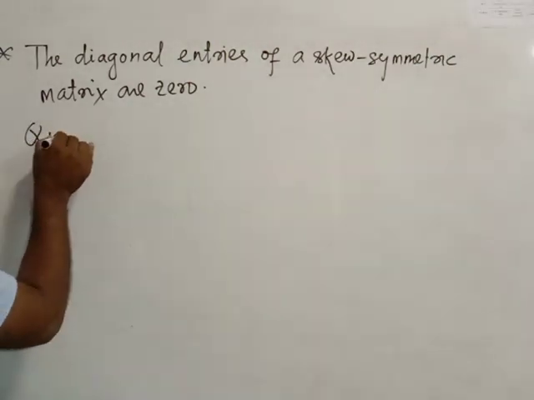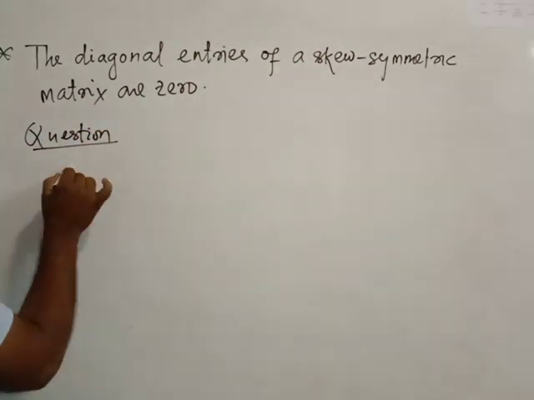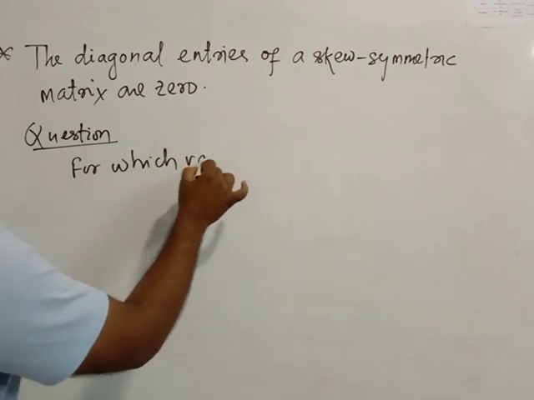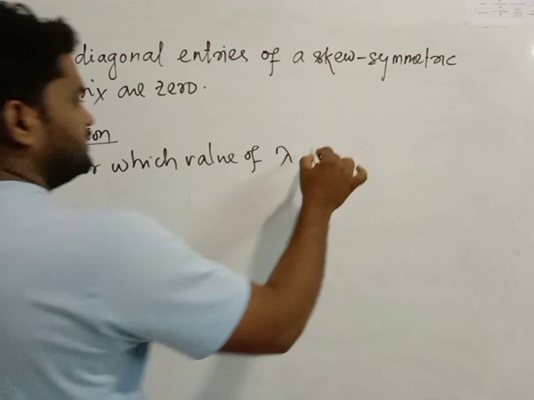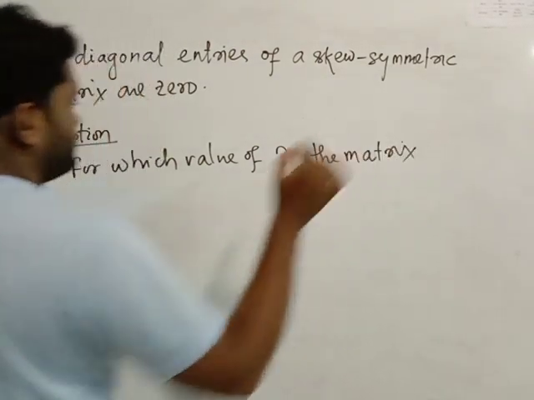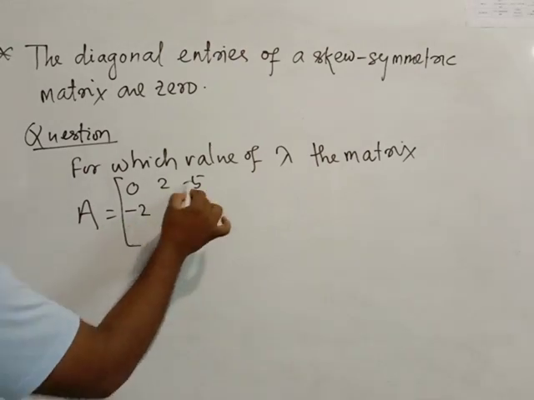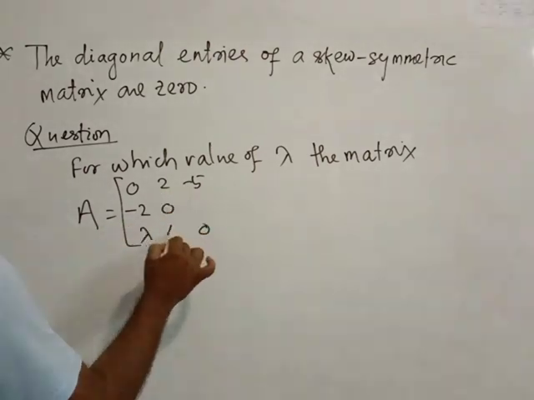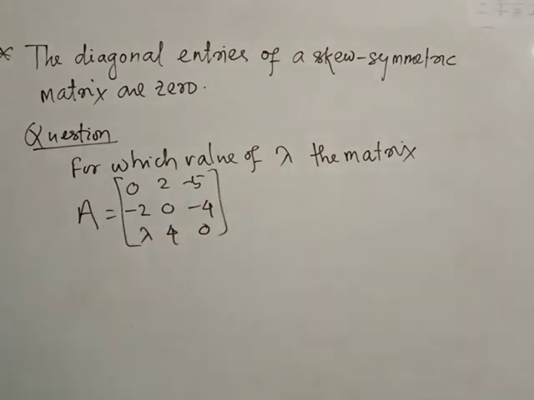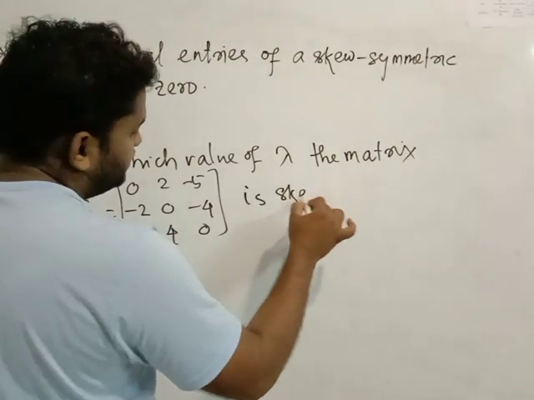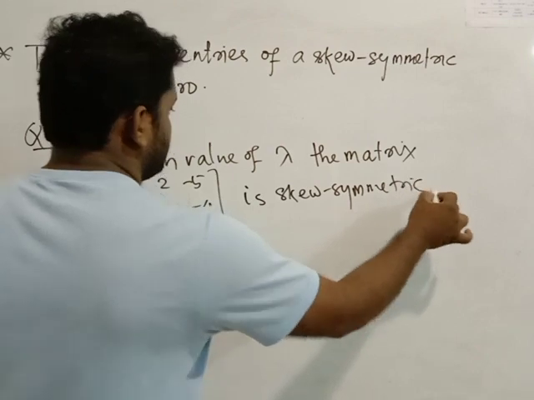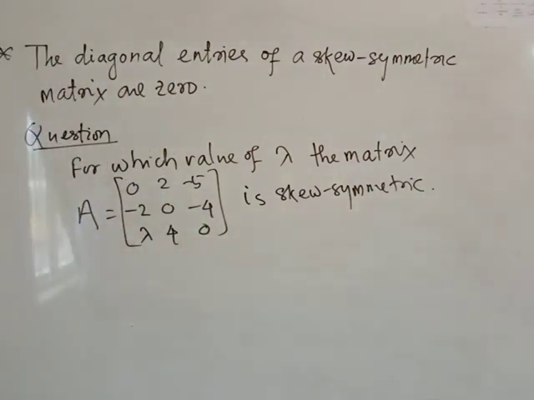Next, see the question. For which value of lambda is the matrix A skew symmetric? For which value of lambda is this matrix skew symmetric? Anyone reply.